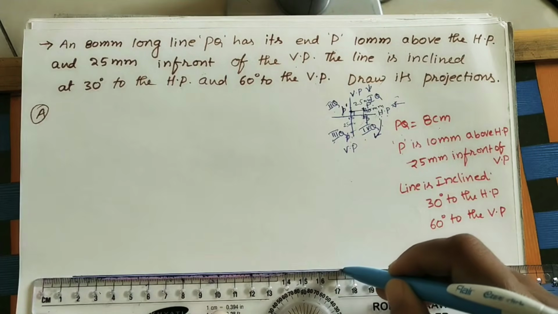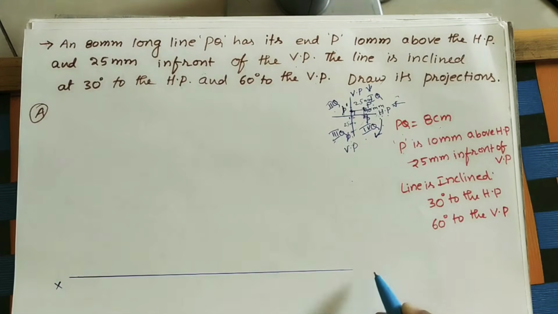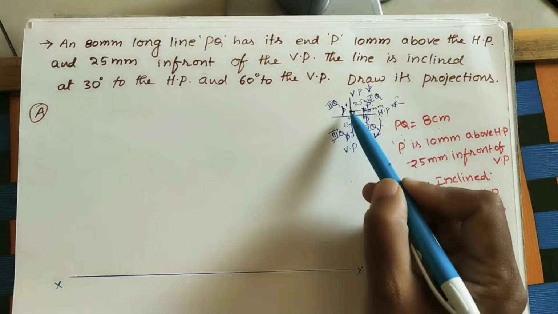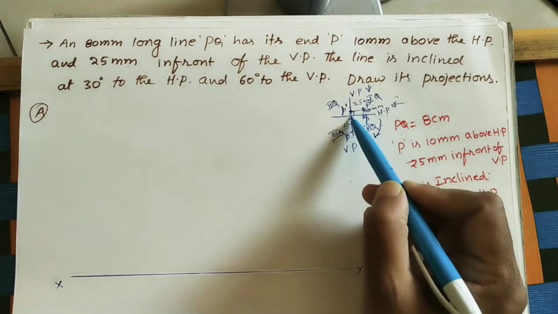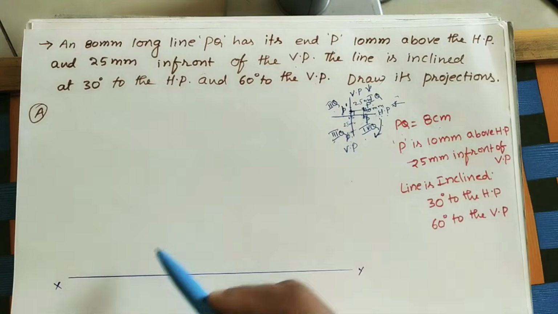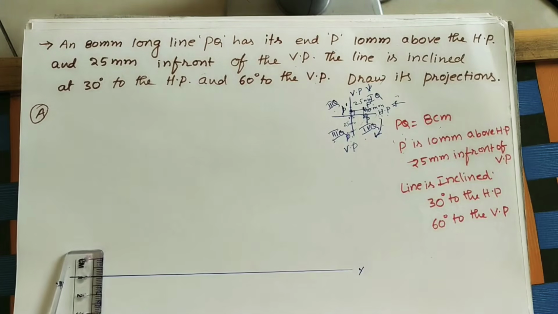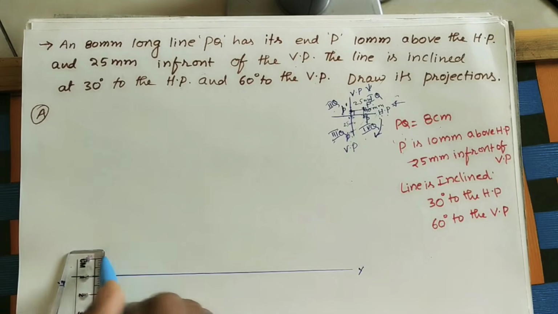I am taking this XY line of some length. Now mark the P dash position and P position. So this is the XY line, let us assume. Above XY, how much is this gap? 10 mm. So here mark a 1 centimeter gap. Okay, mark the P dash point here.